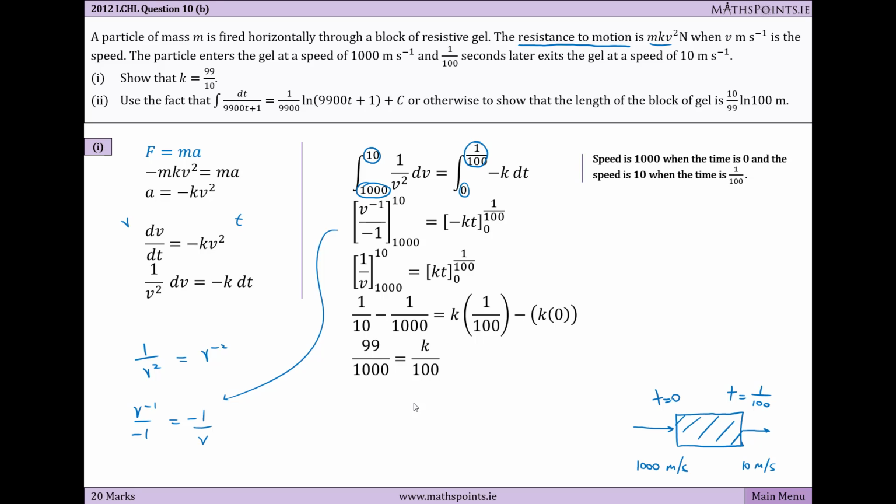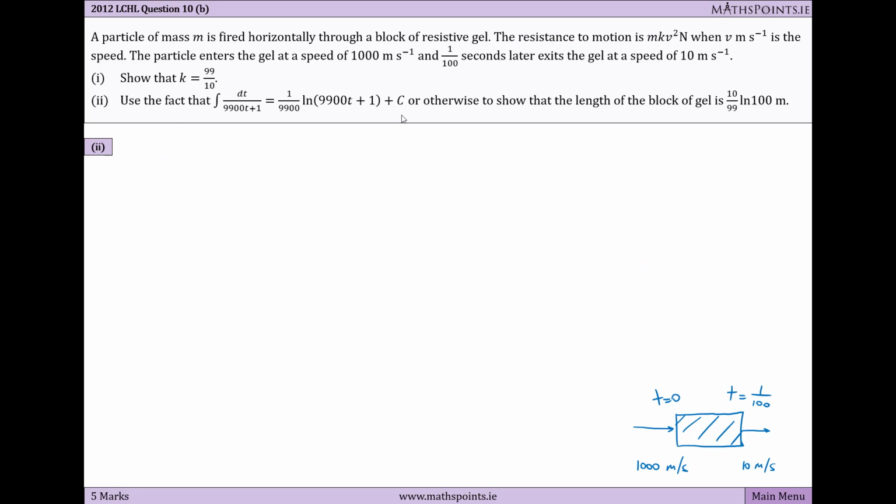And if I multiply both sides by 100, I get k is equal to 99 over 10. We were asked to show that in the first part of the question, and we've now shown that k is equal to this value. So we can now use this value of k to update our acceleration. Our acceleration was minus kv squared, and we can now write this as minus 99 over 10 v squared.